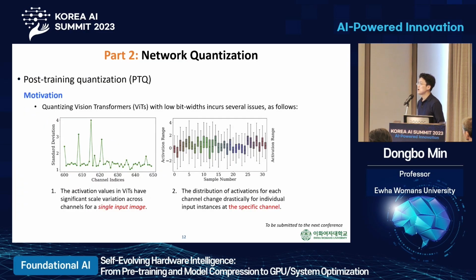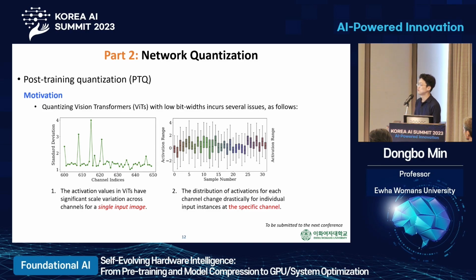Okay, so here we are doing the post-training quantization even for Bayesian transformer. This paper is going to be submitted into the next conference. So what we want to do is that we observe some very interesting phenomena. For instance, when we apply quantization to the Bayesian transformer, we found very interesting phenomena.